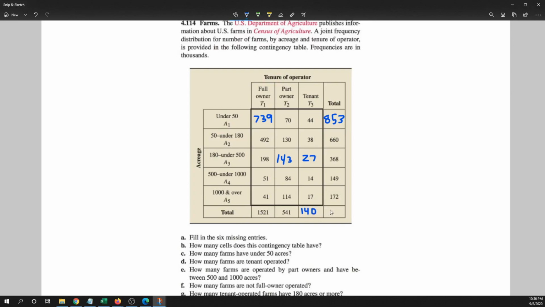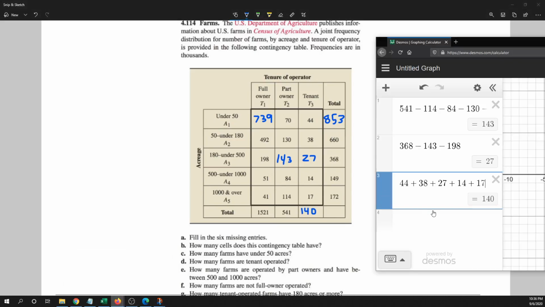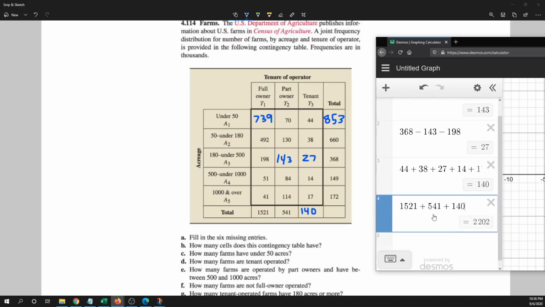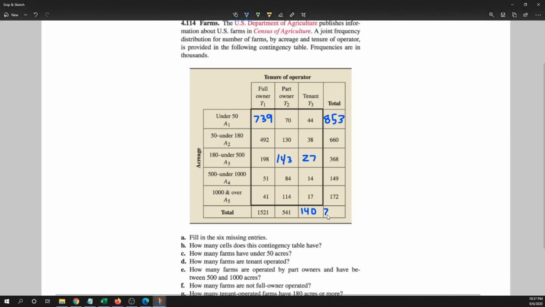And then we can find this total, the grand total, by adding up these 3 numbers or these numbers here. I'm just going to add up the 3 numbers. And so 1,521 plus 541 plus 140 gives 2,202. Okay, so that's part A. We filled in the missing entries.